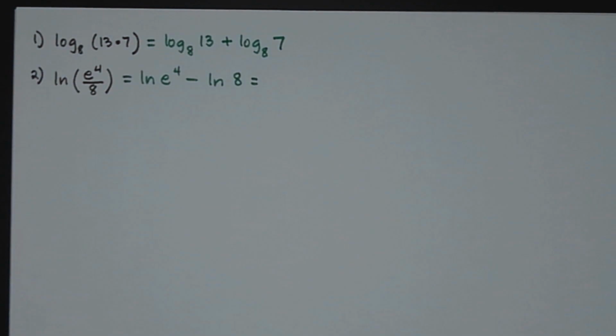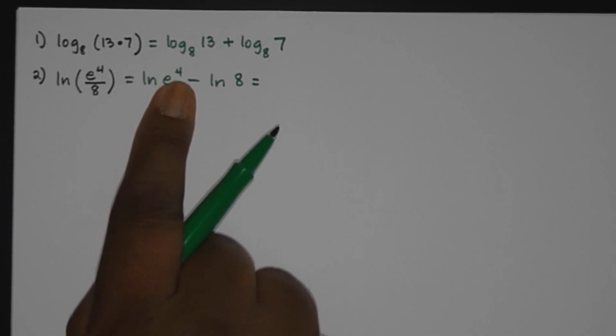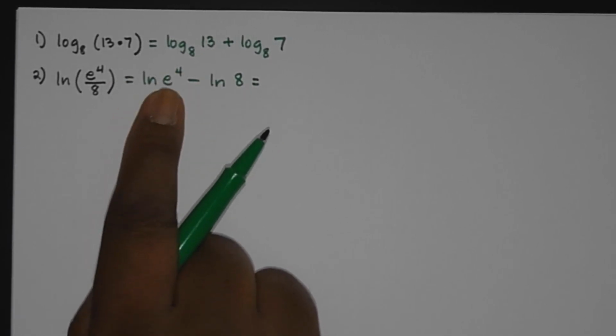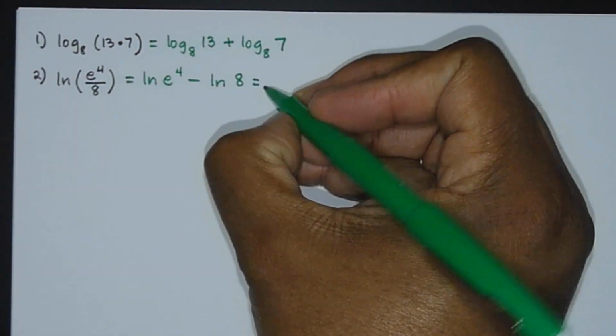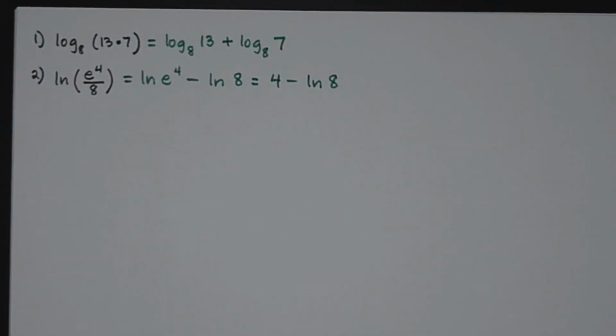Now, in this case, I'm not done yet because I can do something with that ln of e to the fourth. Because if I have ln of e to whatever that exponent is, it's going to be that exponent. So ln of e to the fourth will be 4. So I have 4 minus ln of 8. So sometimes you may have to use one of those inverse properties for common logarithms and for natural logarithms as well. Okay. Questions on problem number two.